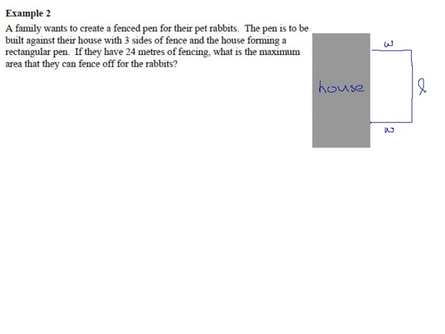A family wants to create a fenced pen for their pet rabbits. The pen is to be built against their house with three sides of fence, one, two, three, and the house forming a rectangular pen. If they have 24 meters of fencing, what's the maximum area they can fence off?